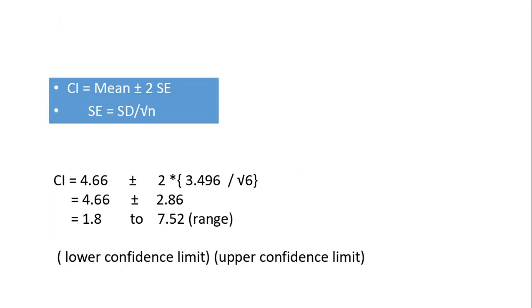So CI, confidence interval, is equal to mean plus minus 2 SE, that is standard error, and standard error SE is equal to SD, standard deviation, divided by root over small n. So confidence interval CI is equal to 4.666, that is mean, plus minus 2 into standard deviation, here 3.496, divided by root over 6, root over n, that is root over 6, is equal to 4.66 plus minus 2.86, is equal to 1.8 to 7.52 range. So lower confidence limit is 1.8 and upper confidence limit is 7.52. So that is the confidence interval.